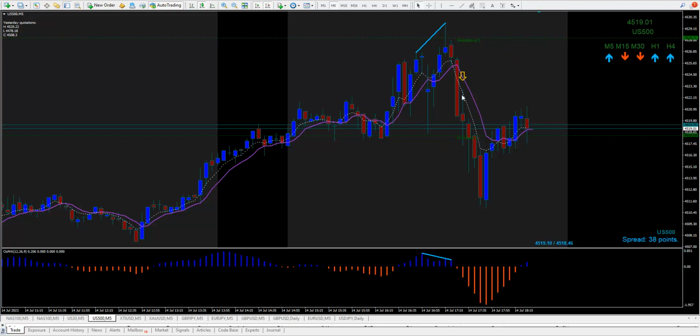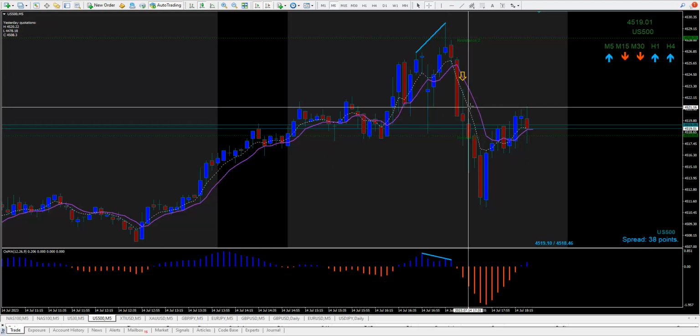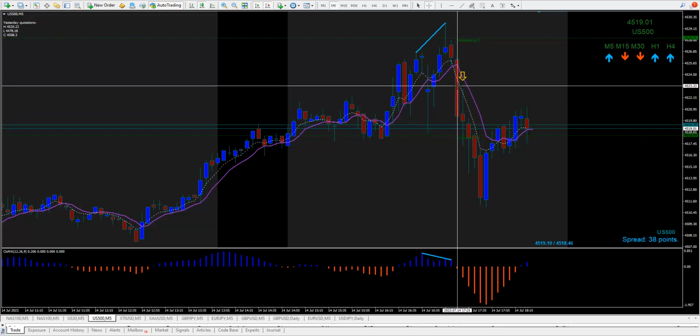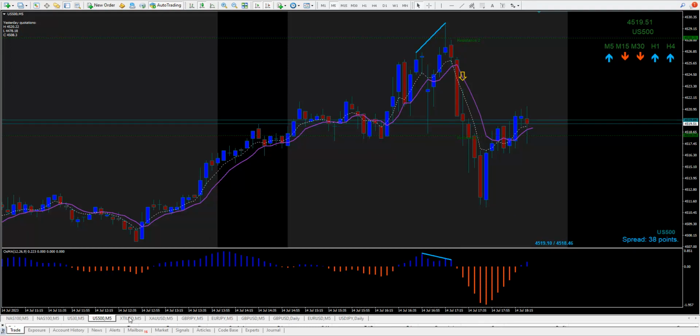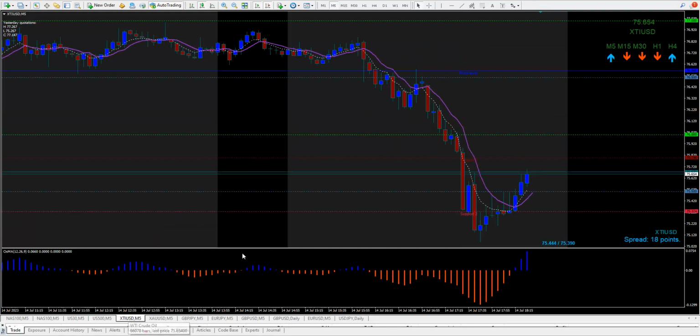Let's say you get in here, or you wait for a better price and you get in up here. Okay, so say we just jumped in here when it was crashing down. Your stop would have been almost 7 points. Went down 12 points. You definitely would have got 1.5 RR on that. Let's now look at oil.